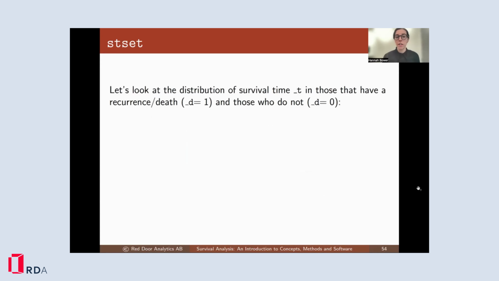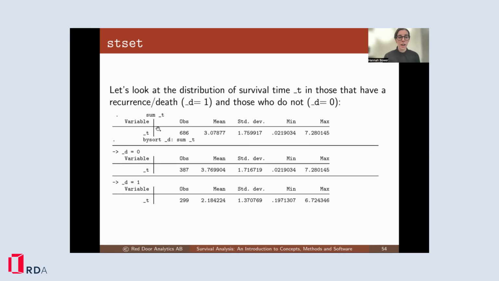So one thing we might want to do is look at the distribution of survival time, which is represented by _t, in those that have a recurrence or die, and those that do not, by using the indicator _d. So we can do that. If we want to summarize overall, we can use the sum command and say sum _t, and we see that the mean survival time is 3.08 for these observations. And we can see what this looks like in those that did not have any death or recurrence of cancer, and in those that did have recurrence of cancer or died.